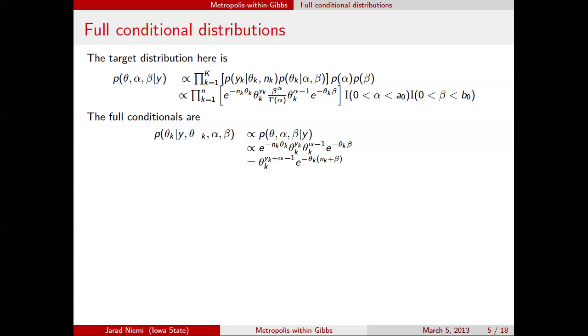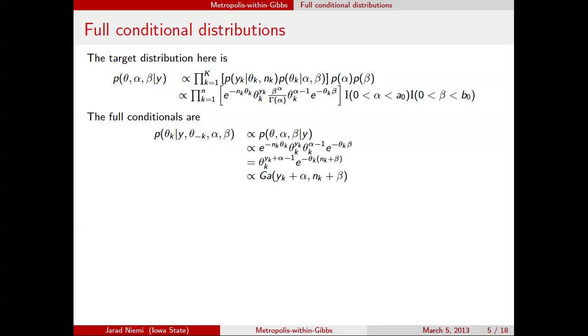Now the key is you need to recognize that as the kernel of some distribution. Gamma? Yes, it's a gamma. Did you know that from the kernel, or did you know that from other? Vaguely. Is that a gamma or beta? The thing to remember here is that we intentionally used the gamma prior for theta k because it's conjugate. Because it's conjugate, we should have known immediately that the posterior is also going to be a gamma. In this case, the full conditional here is going to be a gamma.